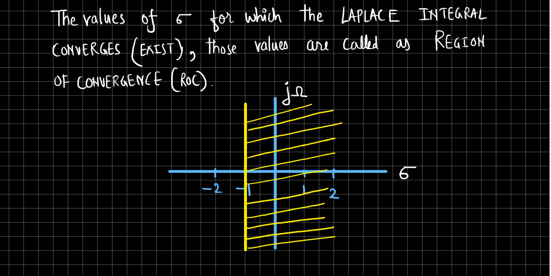So this range is called the region of convergence, just because it is covering a region in an S-plane. So that's why it is called a region of convergence. This is called the ROC, or region of convergence. Region of convergence is simply a set of values of sigma for which this integration, or the Laplace integration, exists.